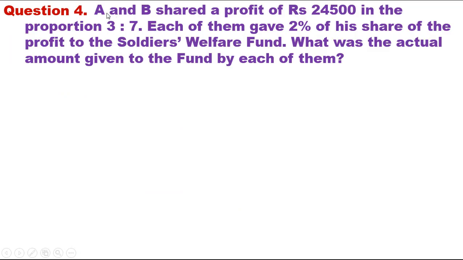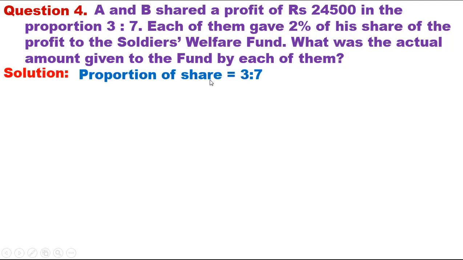Question 4th. A and B shared a profit of 24,500 in the proportion of 3:7. Each of them gave 2% of his share of the profit to the Soldiers Welfare Fund. What was the actual amount given to the fund by each of them?